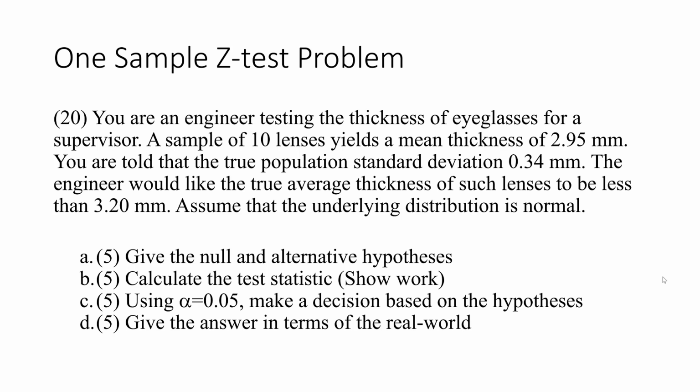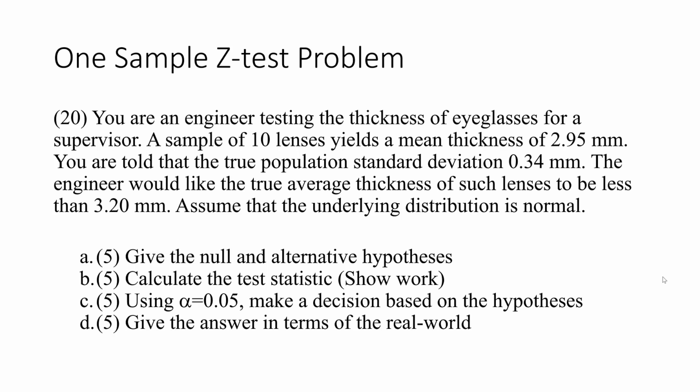You're an engineer testing the thickness of eyeglasses for a supervisor. A sample of 10 lenses yields a mean thickness of 2.95 millimeters. You're told that the true population standard deviation is 0.34 millimeters. The engineer would like the true average thickness of such lenses to be less than 3.2. It also says assume that the underlying distribution is normal.